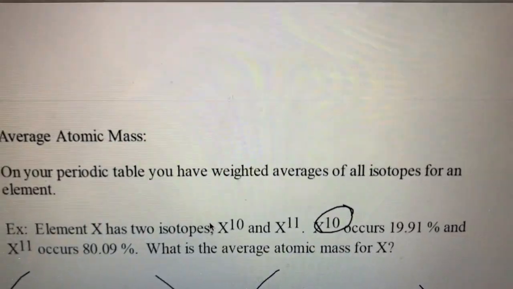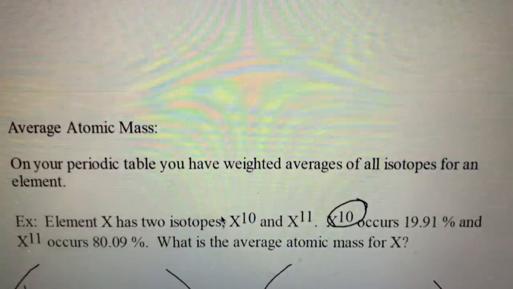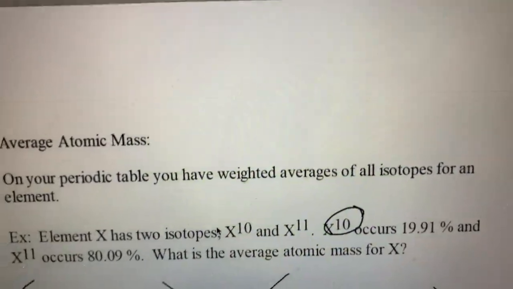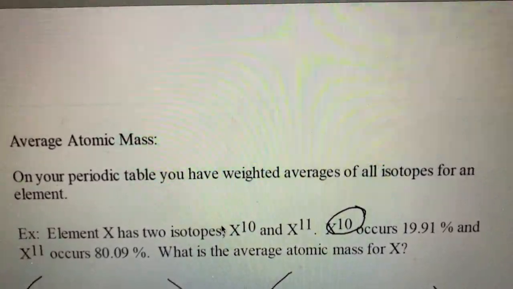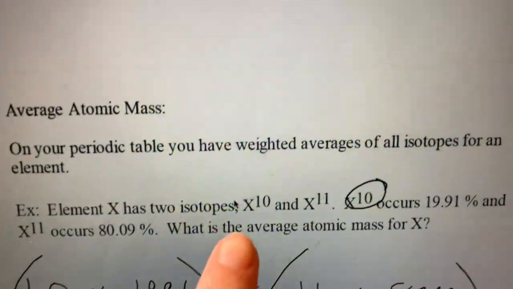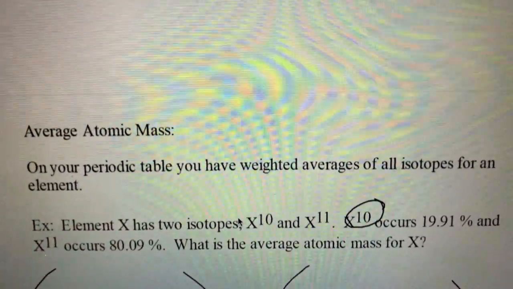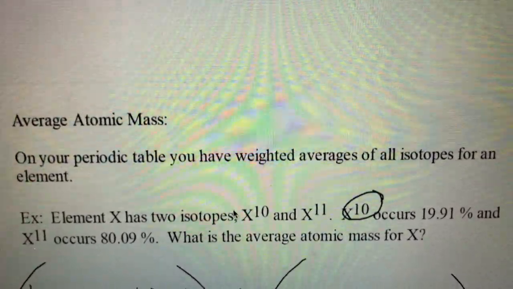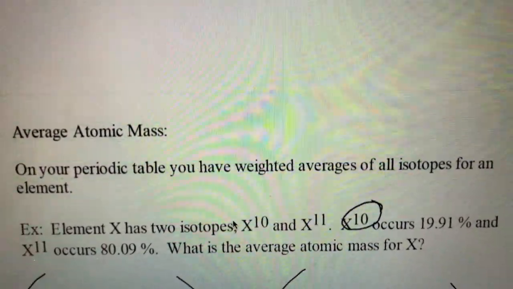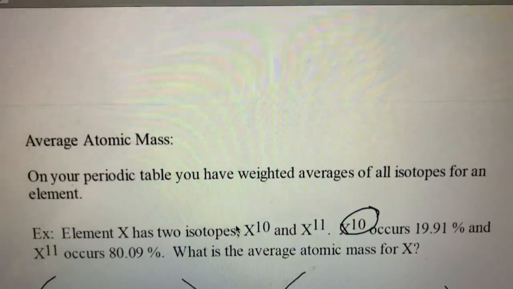All right, element X has 2 isotopes, X10 and X11. X10 occurs 19.91% of the time, and X11 occurs 80.09% of the time. What is the average atomic mass of X? Well, you should first just look at these numbers and think to yourself, X10 occurs about 20% of the time. X11 occurs about 80% of the time. Their weighted average is not going to be 10.5, right? No, that would just be the average of 10 and 11. It's going to be weighted, so it's going to end up being closer to 11 than 10.